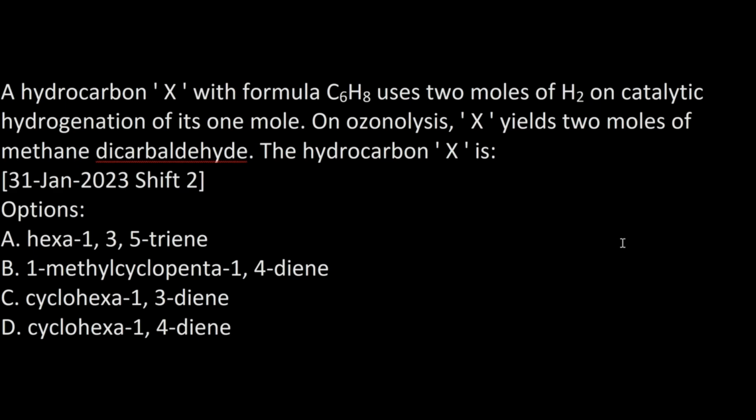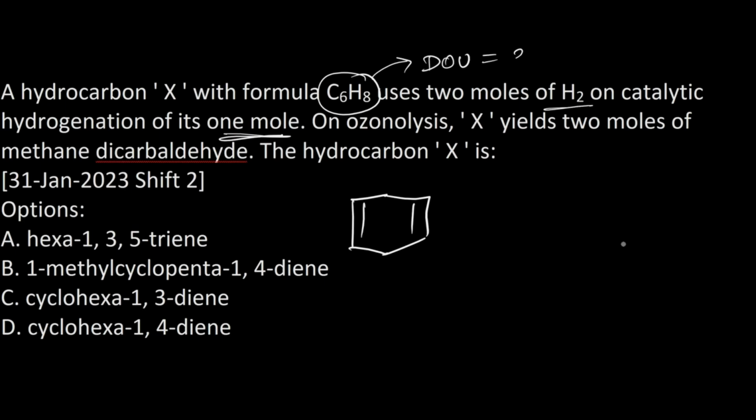Okay, so that is C6H8. And also the 2 moles of H2 on catalytic hydrogenation of its 1 mole. 1 mole requires 2 moles. So which means there must be an alkene, or 2 double bonds in it. If we find out the DOU, we'll be getting 3. So which means there is a ring and 2 double bonds.